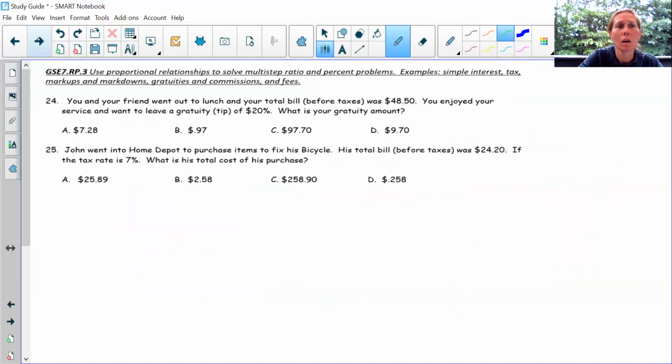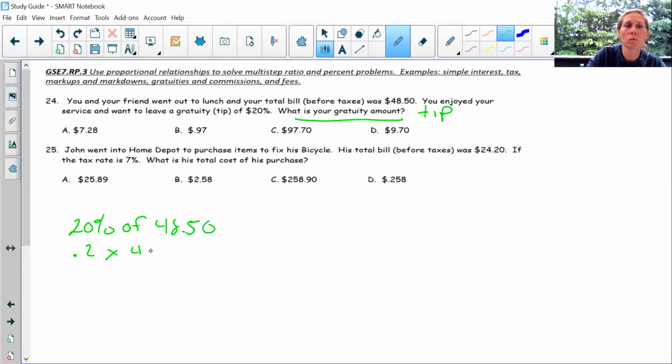23. You and your friend went out to lunch and your total bill before taxes was $48.50. You enjoyed your service and wanted to leave a gratuity, a tip of 20%. What is your gratuity amount? Now, it doesn't ask for your total bill. It says your gratuity. It just wants to know your tip. How much tip did you leave? Well, you have to take 20% of $48.50. Change it to a decimal, 0.2 times 48.50. So 2/10 times 48.50 gives me 9.7. That means I left a $9.70 tip.